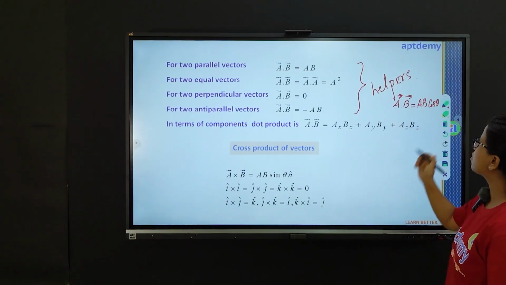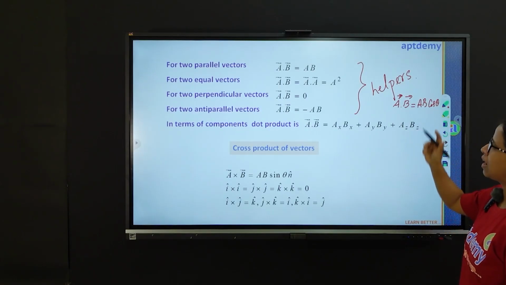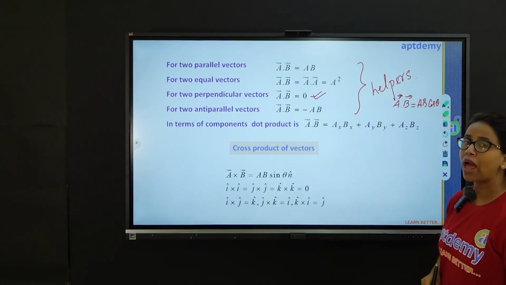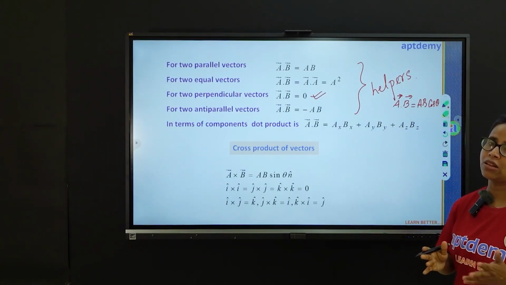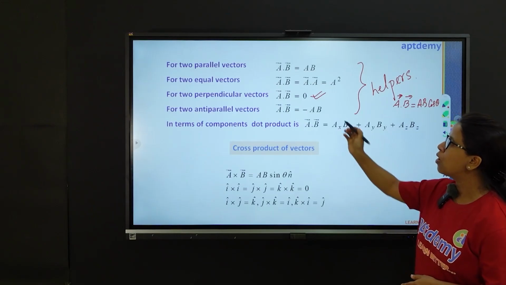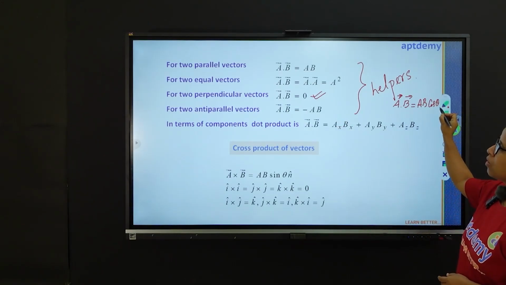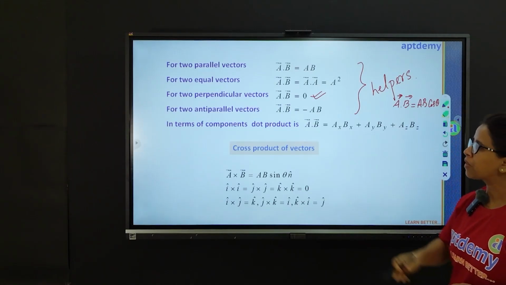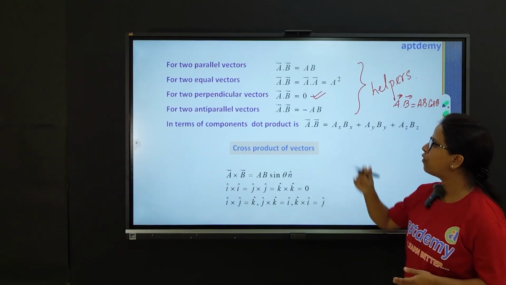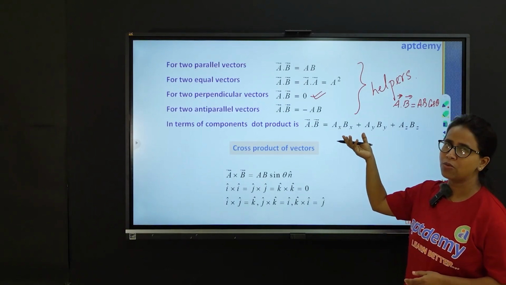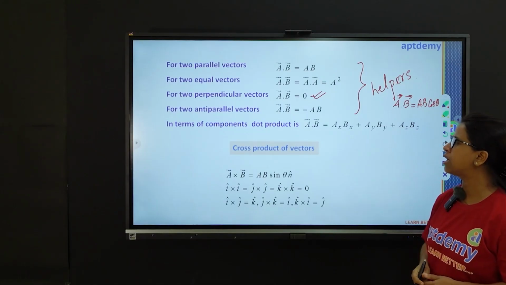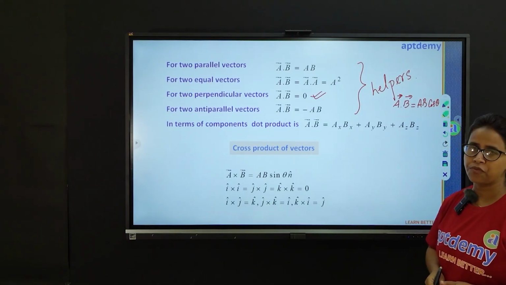For two perpendicular vectors, put theta equal 90 degree. You will get vector A dot vector B as 0. This is of particular importance. For two antiparallel vectors, which means that theta between the two vectors is 180 degree, we have vector A dot vector B is equal to minus AB. So just put theta as 180, it becomes minus AB. Now in terms of components, how can you express the dot product of two vectors? Here they have expressed it in terms of 3D components. So vector A dot vector B is equal to AX BX plus AY BY plus AZ BZ.